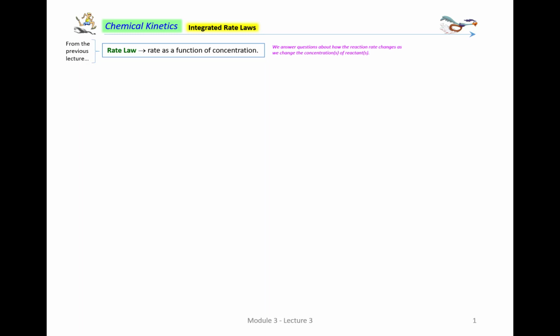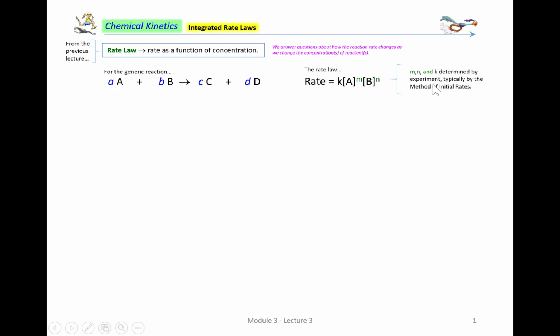In Lecture 3, we'll deal with the topic of integrated rate laws. Recall from the previous lecture that a rate law is simply rate as a function of concentration. We answer questions about how the reaction rate changes as we change the concentration of reactants. And for our generic chemical reaction, the general rate law would be written here. And we recall that m, n, and k are determined by experiment, typically by the method of initial rates.